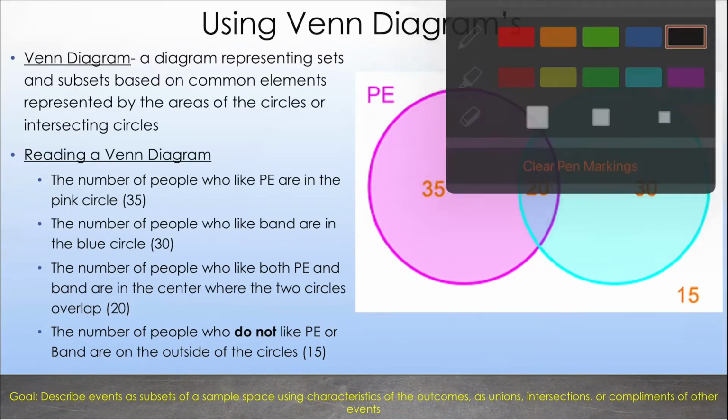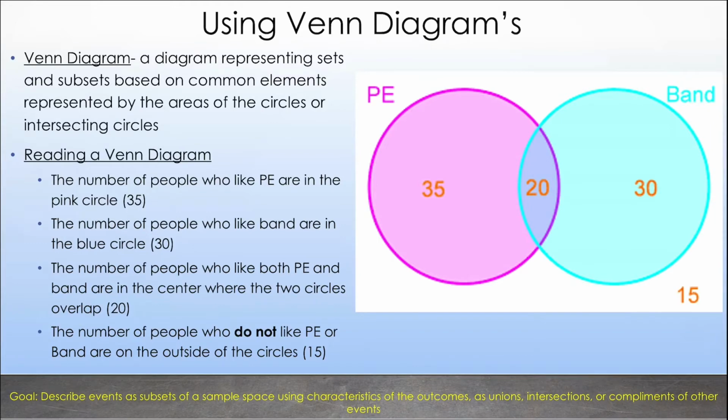All right, when we're using Venn diagrams, a Venn diagram is a diagram representing sets and subsets based on common elements represented by the area of the circles or the intersecting circles. So notice how I have all of these numbers right here. They all represent stuff. The number of people who like PE are in the pink circle. This is represented by this 35. So there are 35 people that like PE. The number of people who like band are in the blue circle right here, and there are 30 of them.